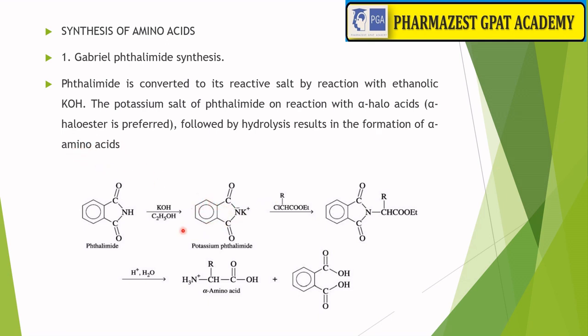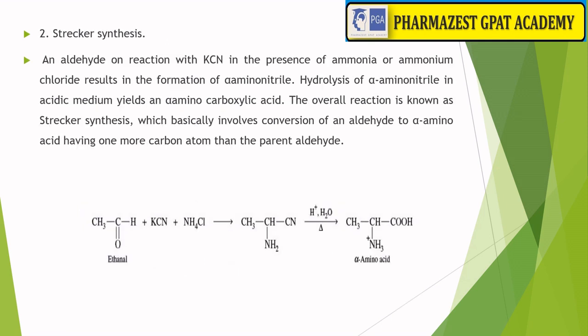This potassium phthalimide reacts, KCl gets eliminated and this carbon gets attached to the nitrogen. Hence, this intermediate is formed. Followed by hydrolysis. As we all know, an ester on hydrolysis gives alcohol and acid. Same here, acid and alcohol are formed, as this is converted into phthalic acid and the alpha amino acids are synthesized.